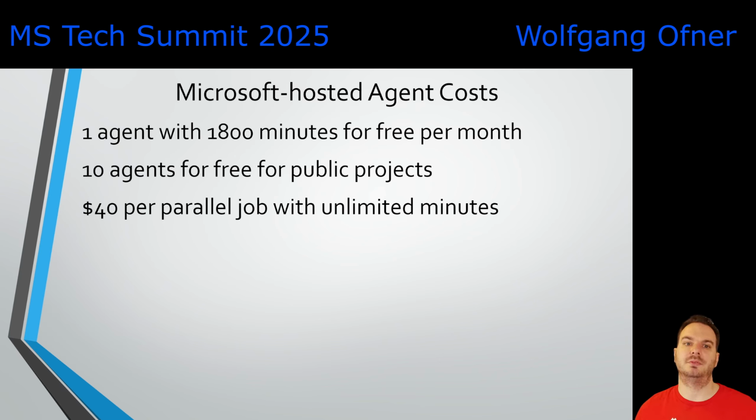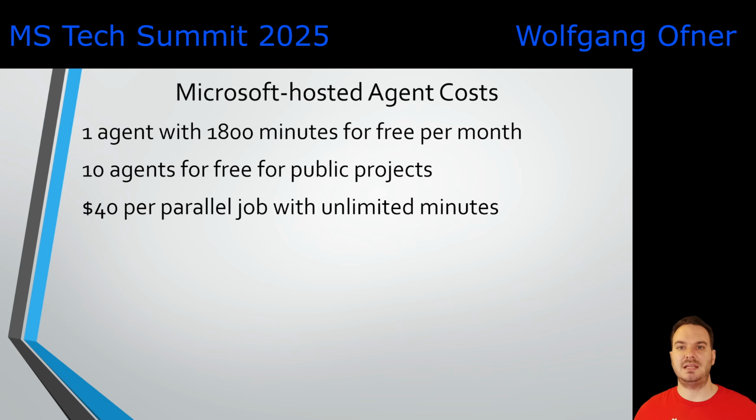If that's not enough, then you can buy additional agents. And to be more specific, in Azure DevOps, you buy parallel jobs. And with these parallel jobs, you also get an agent. And that's also a downside or a limitation of Azure DevOps. So the license restricts how many parallel jobs you can have.